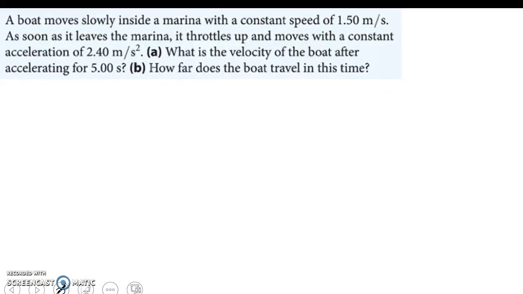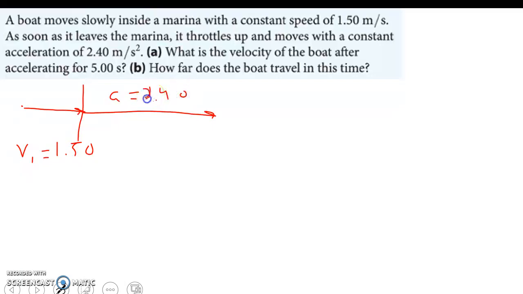So here, a boat moves slowly inside a marina with a constant speed of 1.50 meters per second. So there's our boat going slowly. Now it's leaving the marina and it starts to speed up. We know that our speed at the point we leave the marina is 1.50, so that's our initial velocity. We know our acceleration once we leave the marina is 2.40. Since we're speeding up, they're both going to be in the positive direction. And we want to find final velocity after 5 seconds.